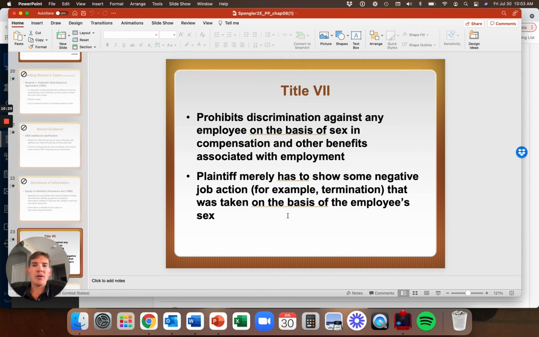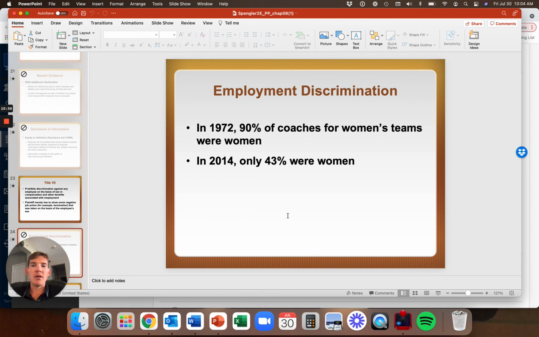And then Title VII talks about how discrimination plays into this role. So basically, and you've seen this in previous weeks, Title VII says that it prohibits discrimination against any employee on the basis of sex, in compensation and other benefits associated with employment. Plaintiff merely has to show that some negative job action, such as termination, was taken on the basis of the employee's sex. So basically, falling in line with Title IX.